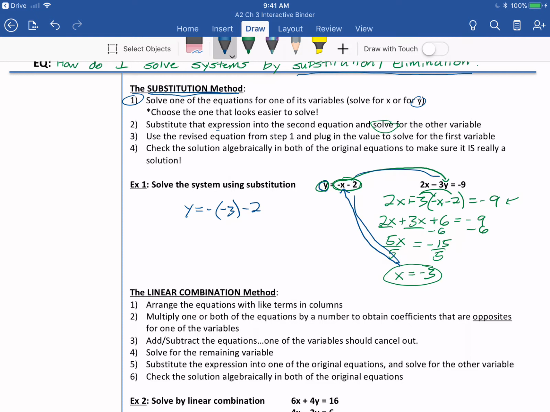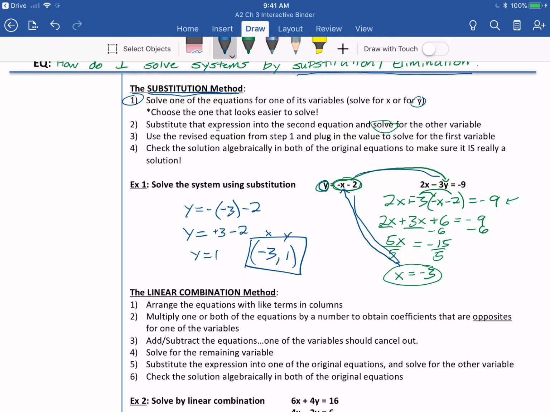So there's kind of two different substitution steps. Now I get y equals the negative of negative 3, which is positive 3, minus 2. Positive 3 minus 2 is y equals 1. So the solution to my system of equations here is negative 3 for my x, and 1 for my y. We always like to write it in that coordinate point form. Here's my x, here's my y. So negative 3, 1 is where these two lines intersect.